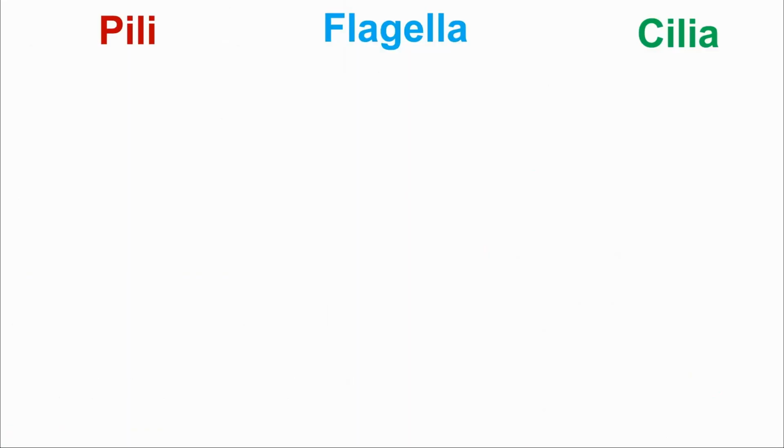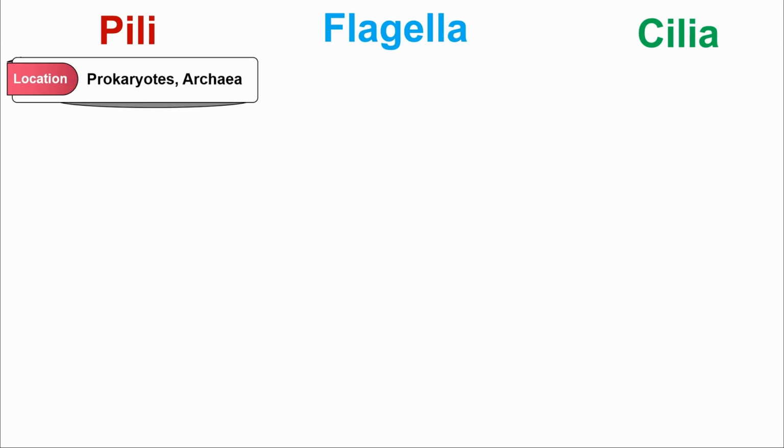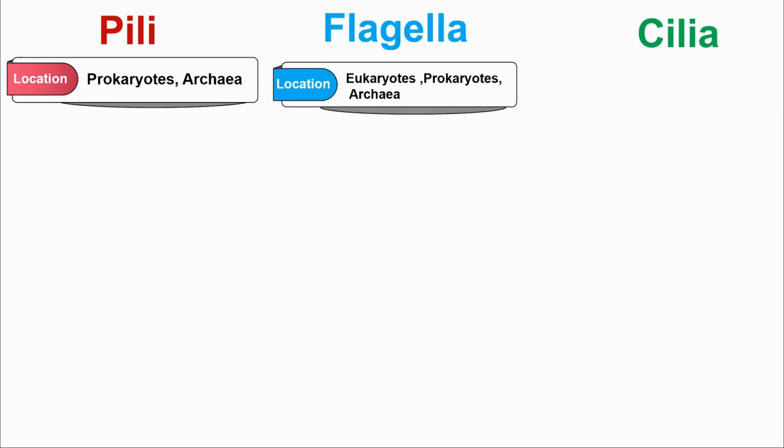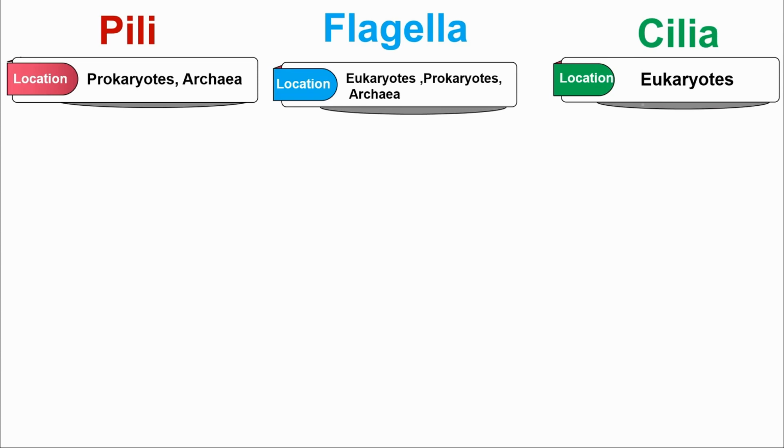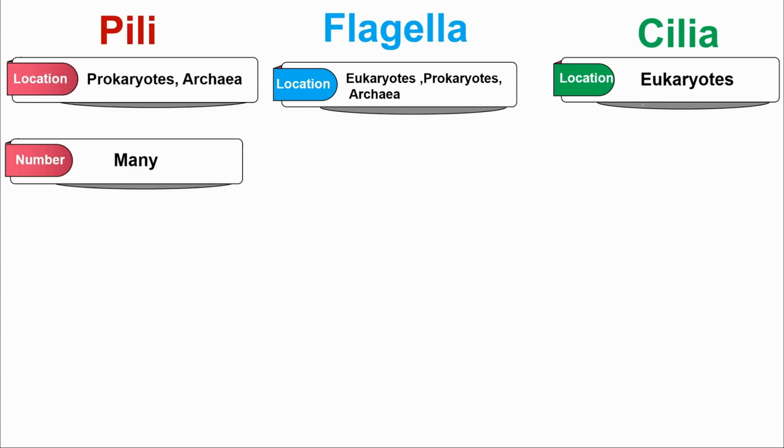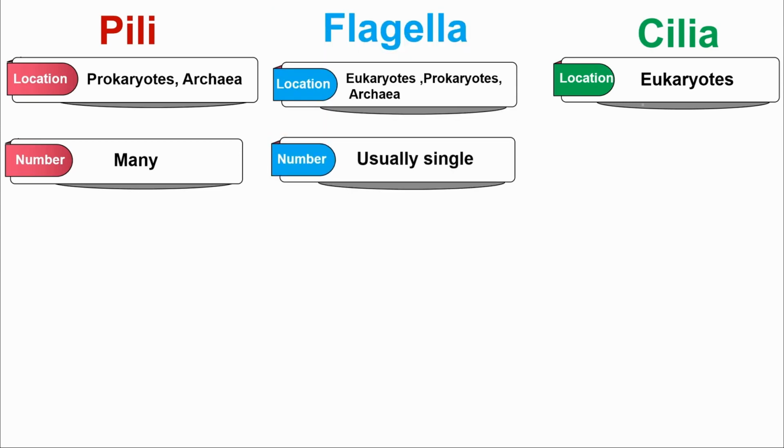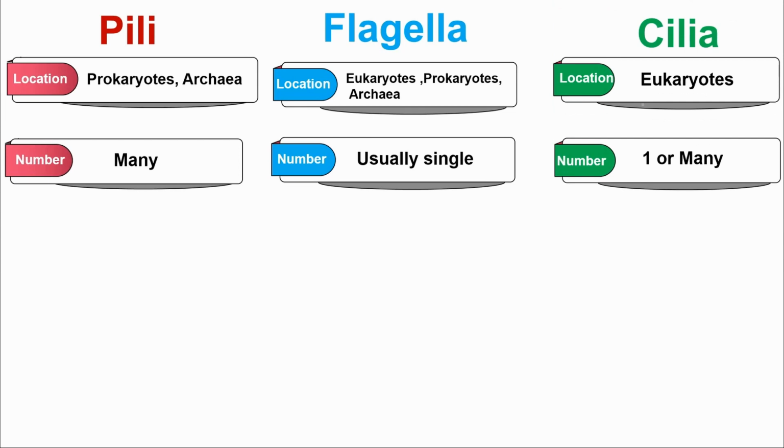Now I want to compare pili, flagella, and cilia. Location: pili are found in prokaryotes and archaea. Flagella are found in eukaryotes, prokaryotes, and archaea. And cilia are found in eukaryotes. Number: pili are many, flagella are usually single, and cilia are one or many.